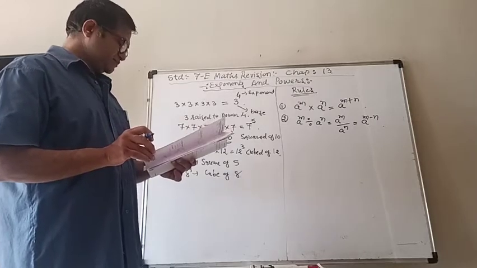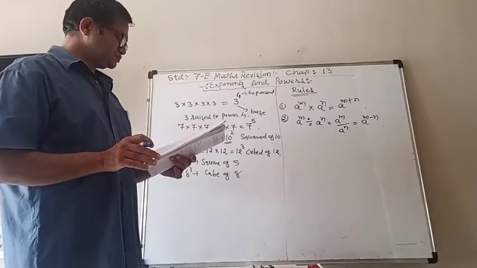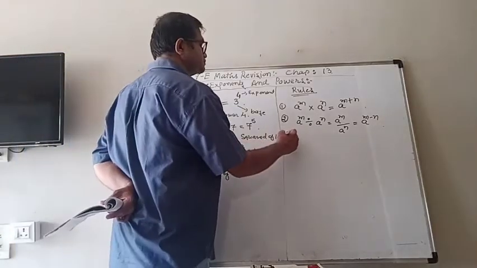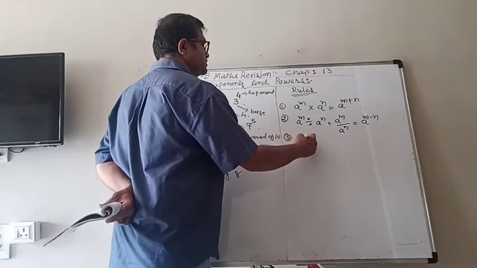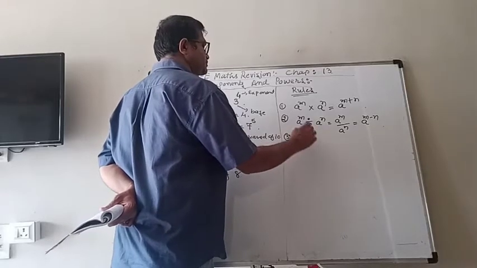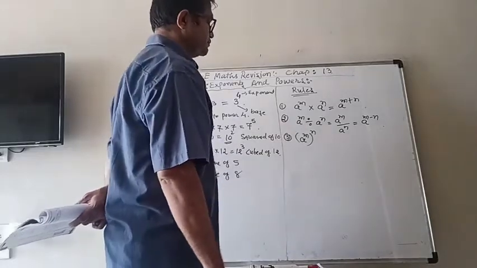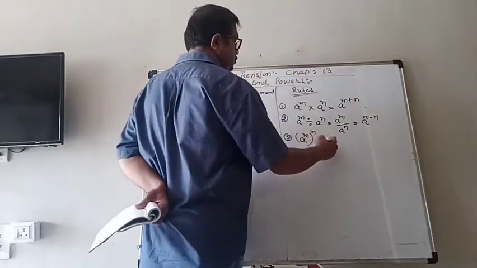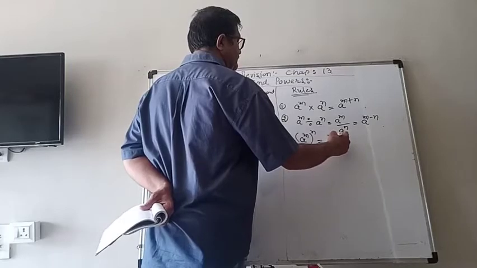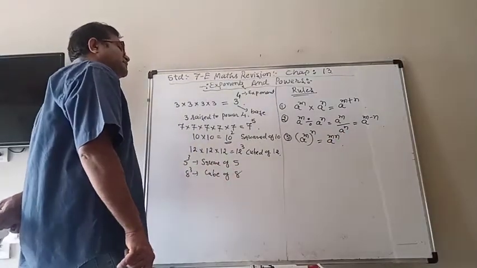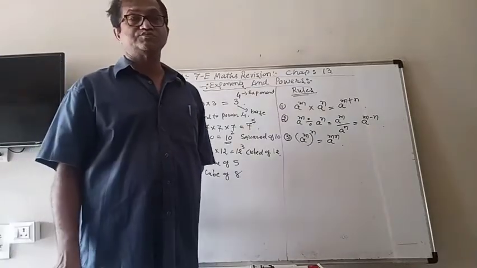Similarly, the other rule is the power of power. Means a raised to m, and the bracket again has a power. Then we have to multiply the powers, means a raised to m into n, or a raised to mn.